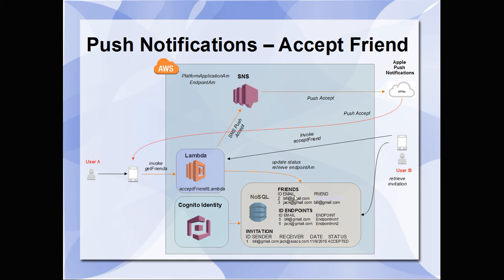Also, I'm going to update the friends table because user B has accepted, so now A and B are friends. So we updated a friend association table, and the Lambda sends a push notification. We accept the push notification, and it uses the endpoint ARN of the previous sender. It pushes the accept to the Apple push notifications, which pushes the accept friend notification to user A. User A receives that this user has accepted your friend request, and then we invoke get friends on that mobile app to get the list of friends.